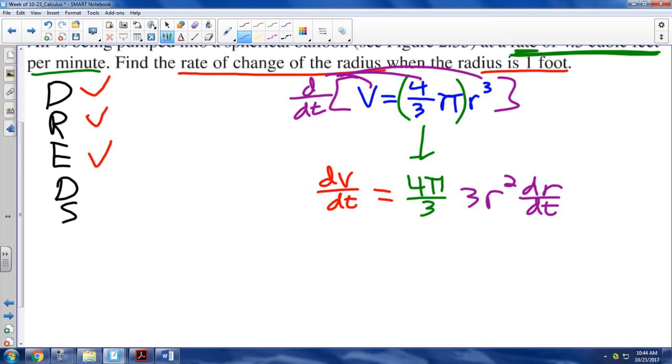These are important skills from implicit differentiation, and if you're not understanding differentiating with respect to time, you've got to make sure you get there, okay? So this is canceling out. And now what we can do really is we've differentiated.